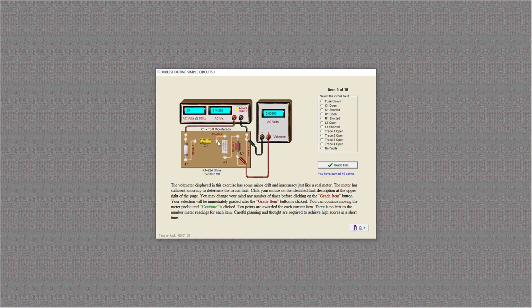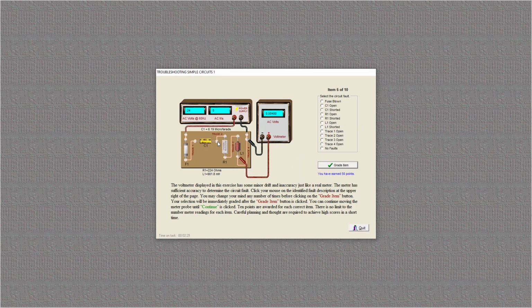Good. We have current. We have a higher voltage. That means this guy is working good. Let's go down here. We have no voltage drop across our resistor. Okay, let's go over here. Okay, let's say our resistor is shorted. We shouldn't be getting the same voltage on both sides.